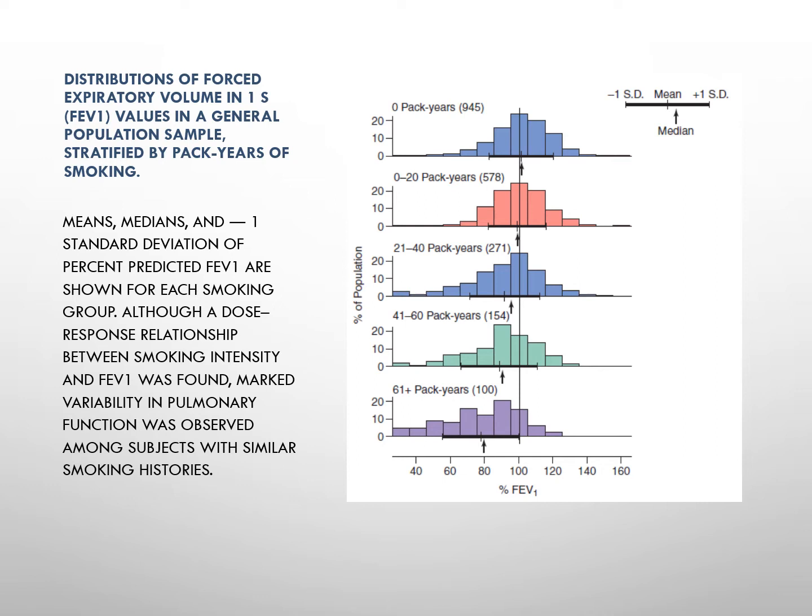You see here distributions of forced expiratory volume FEV1 values in a general population sample stratified by pack years of smoking. 0 pack years, the first diagram, then 0 to 10 pack years, 21 to 40 pack years, and last is more than 61 pack years.